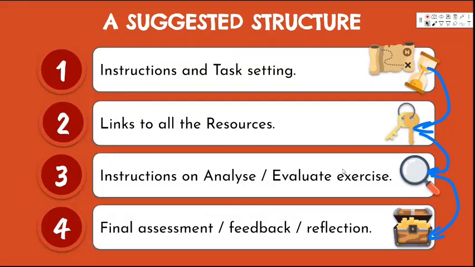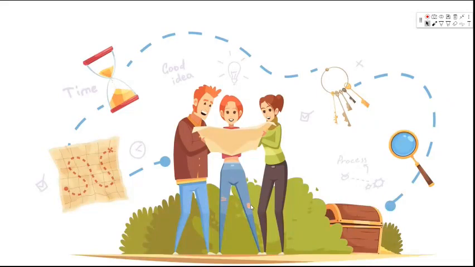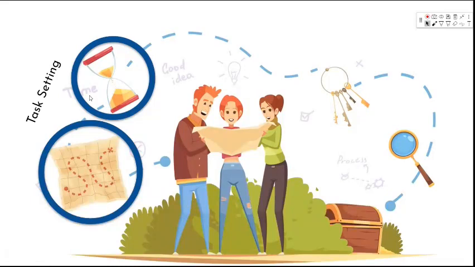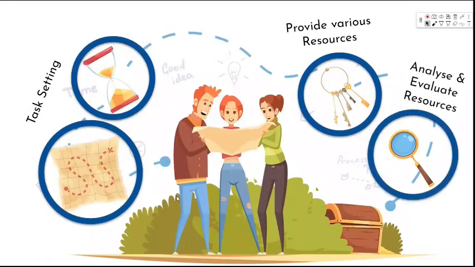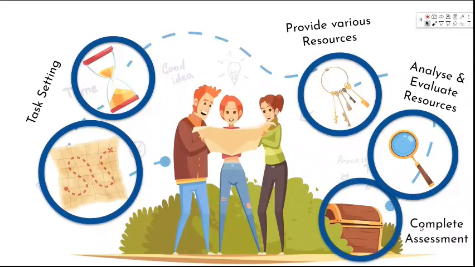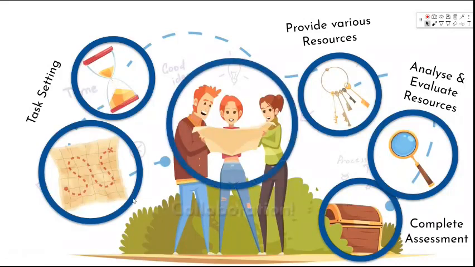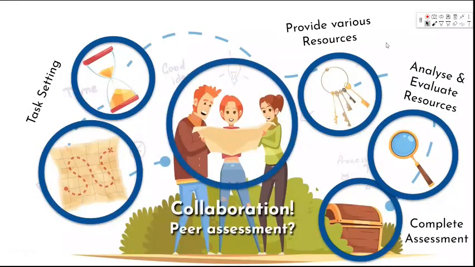Now, just the final illustration on this again. So if we go back to our treasure map, and this kind of comes full circle, this is our task setting that we need to do. Here we provide the various resources that the learners need to use. Here we talk about analyzing and evaluating these resources, and we ultimately complete some form of assessment. Now, the one element that I haven't brought into the discussion is the element of collaboration.